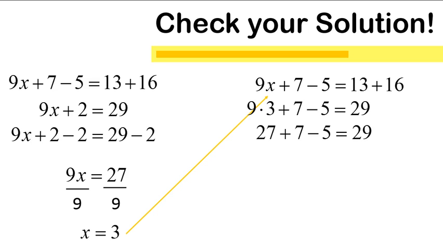Then I'm going to do the addition, because addition and subtraction get done in one step from left to right. So I start with 27 plus 7, because that's there. And I end up with 34 minus 5, which is equal to 29. So there is my final solution, fully checked. I know that this answer is correct. X is equal to 3.